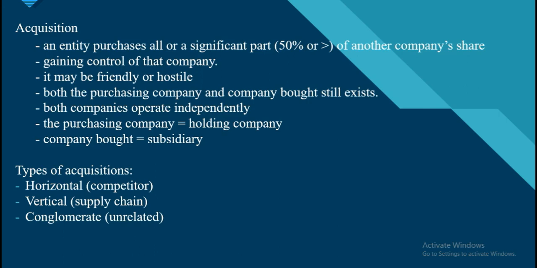There are different types of acquisitions. There are horizontal, vertical, and conglomerate acquisitions. With a horizontal acquisition, one entity acquires, for instance, its competitor. So they are in the same line of business. They do the same thing.